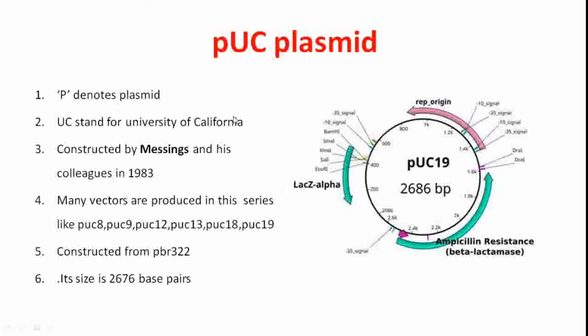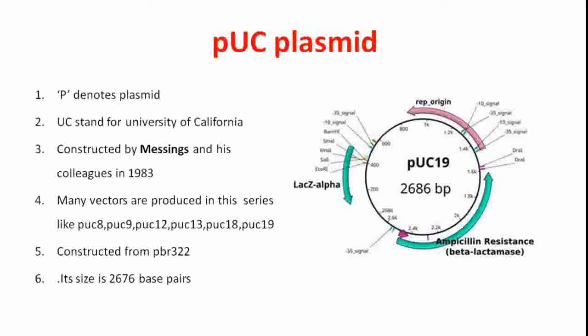pUC. The first letter, P, denotes plasmid. Here UC stands for University of California. Actually, this plasmid was constructed by Messing and his colleagues in 1983, and all of them belonged to the University of California in America. Actually, they have a right to give any name.